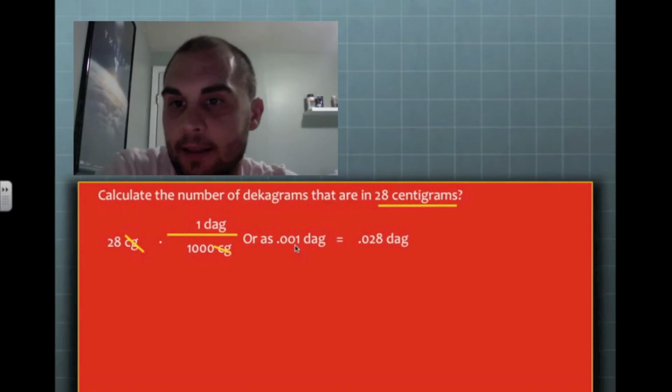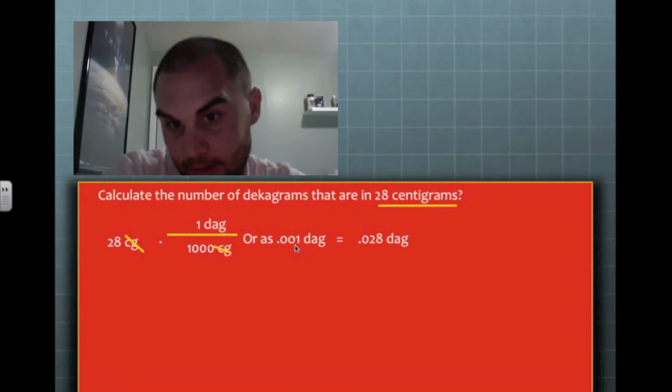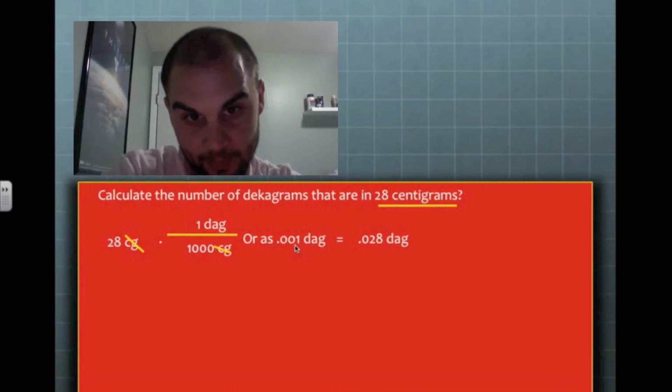Hope you guys got that, and if you didn't like this method, there's always the step chart method as well, so you can check that out in my other videos.